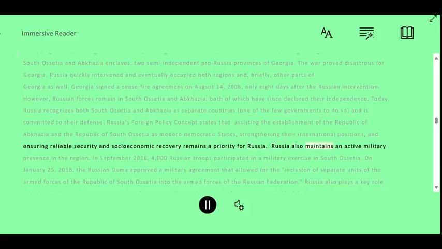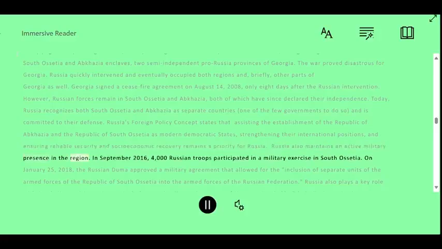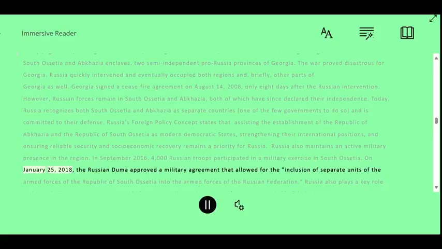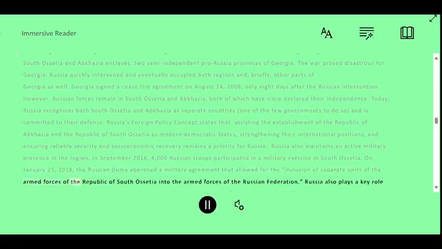Russia also maintains an active military presence in the region. In September 2016, 4,000 Russian troops participated in a military exercise in South Ossetia. On January 25, 2018, the Russian Duma approved a military agreement that allowed for the inclusion of separate units of the armed forces of the Republic of South Ossetia into the armed forces of the Russian Federation.